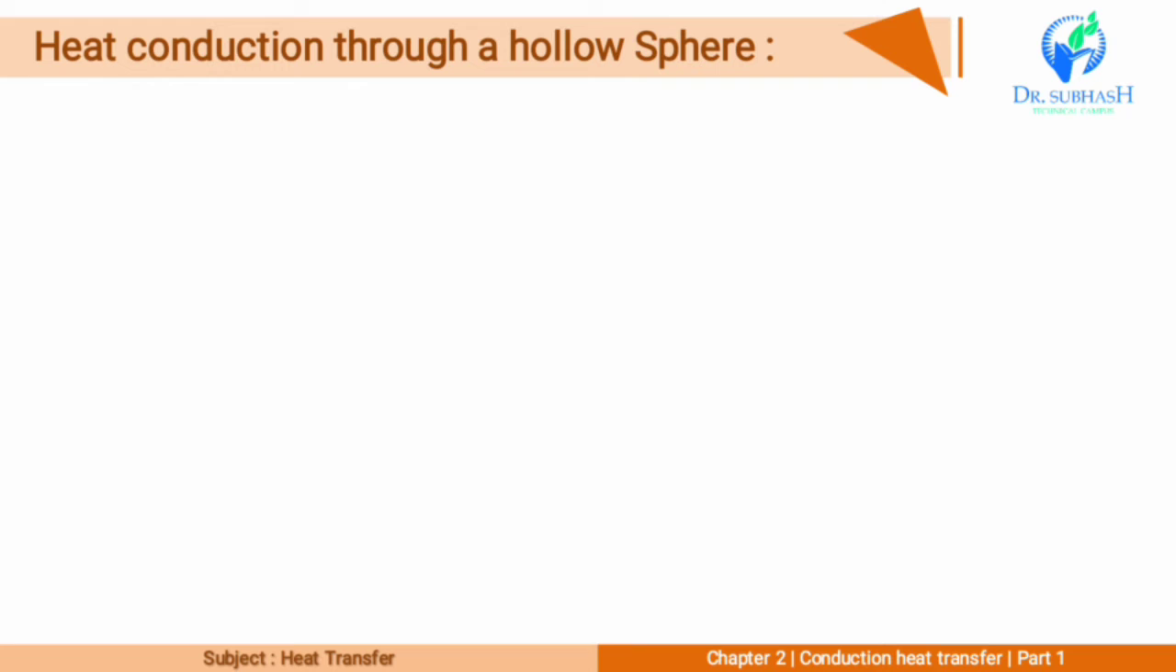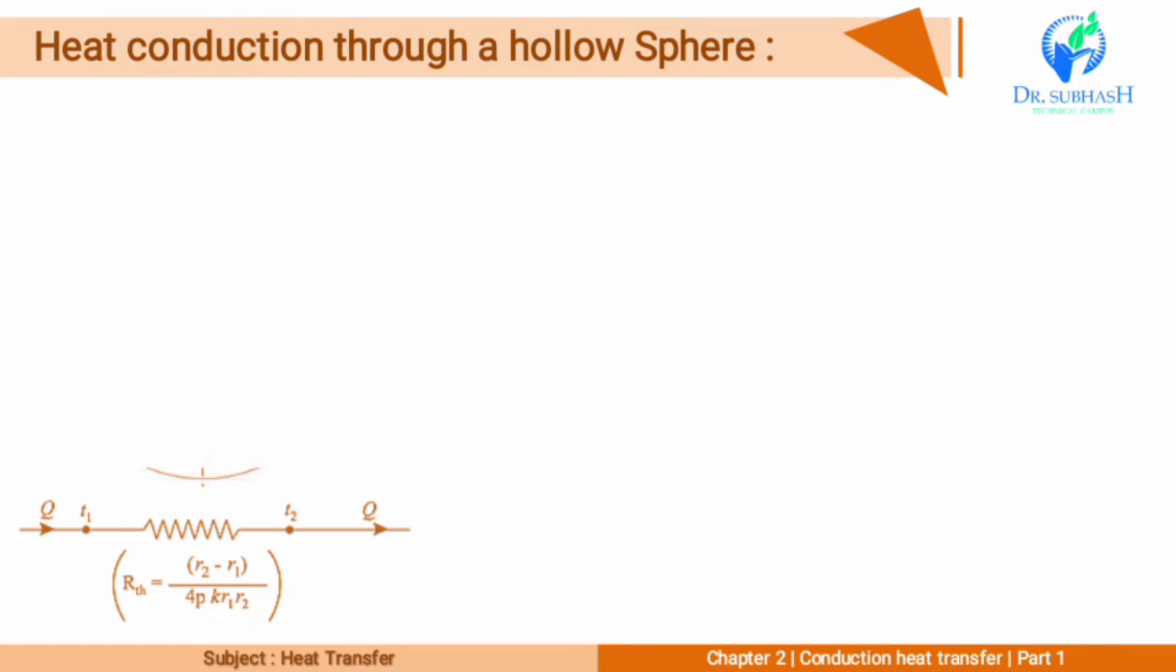Let's start the second part of this lecture, the derivation of the heat conduction equation through a hollow sphere. While dealing with problems of heat conduction through a system having spherical geometry, like a storage tank of liquid oxygen, nitrogen, etc., or the hemispherical dome of a reactor of a nuclear power plant, etc., it is convenient to use the spherical coordinate system, say r, theta and phi.